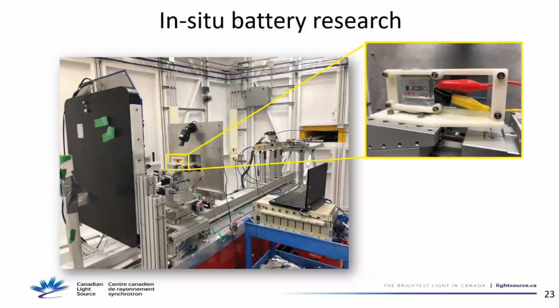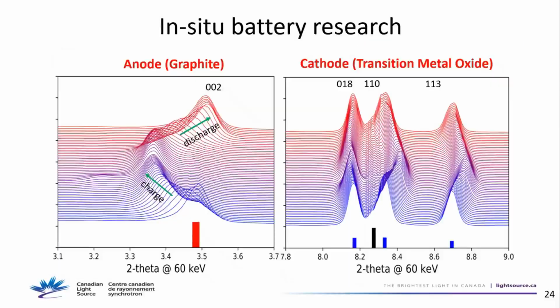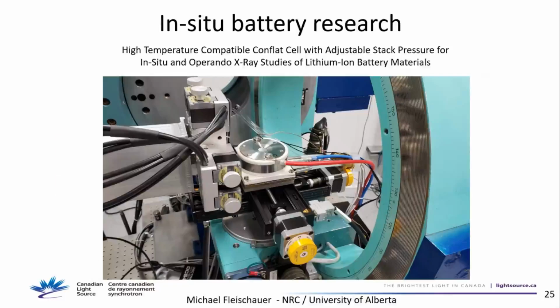And we're going to record the XRD pattern of that battery while we charge and discharge. And you can see both the anode and the cathode materials. They're changing as you charge and discharge. So we can follow these structural changes and learn about what's going on in there, and hopefully eventually come up with a better battery.